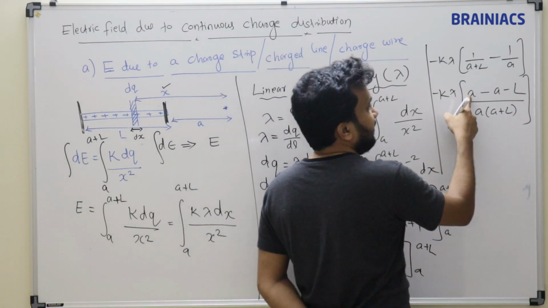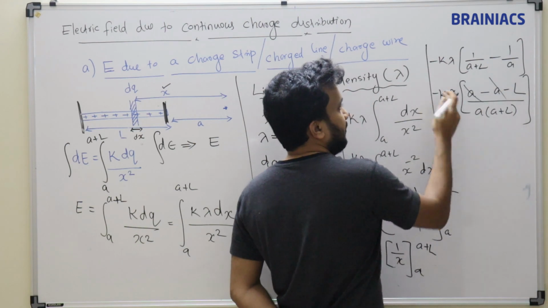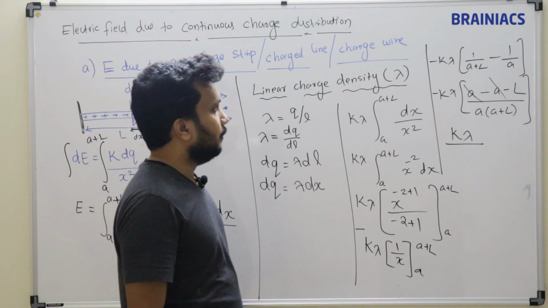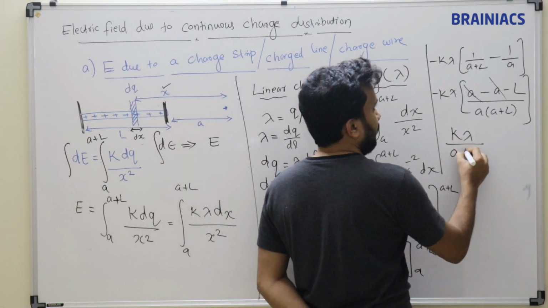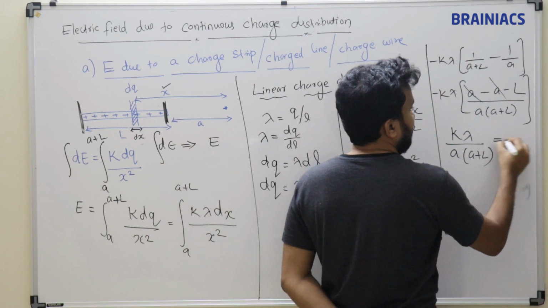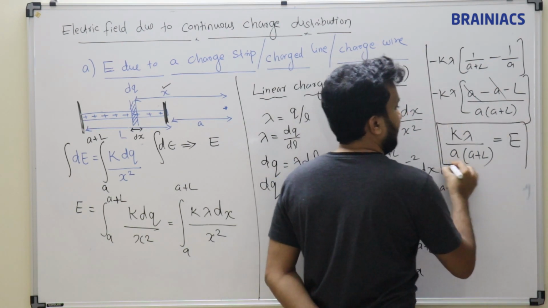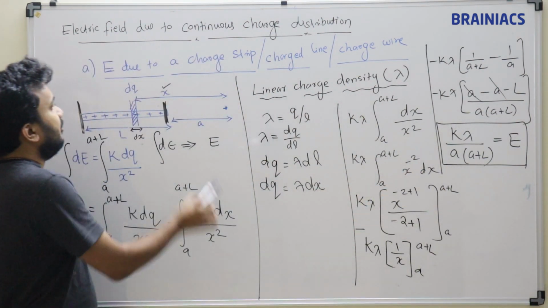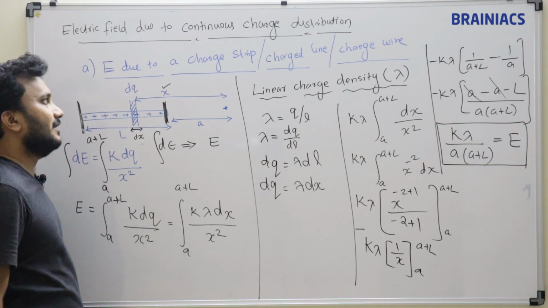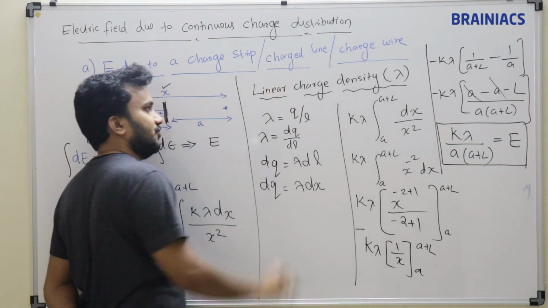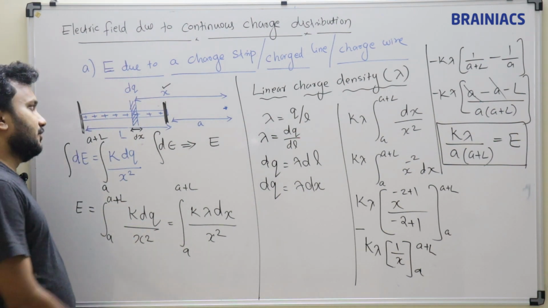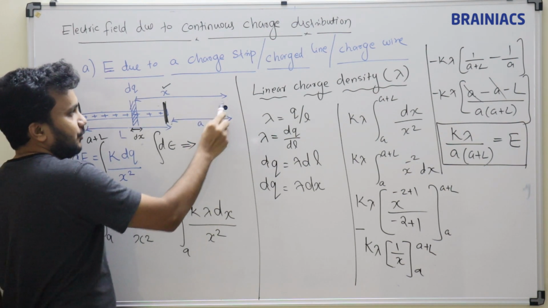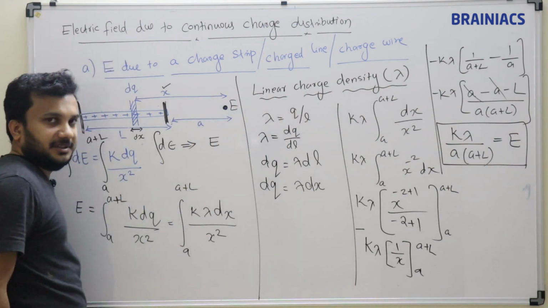The a and a will get cancelled, the minus and minus will become plus, and we get k divided by a into a plus l. This equation is important. This is the electric field created by a rod of charge, or a strip of charge, or a line of charge, or just a wire of charge. So for the wire of charge we are calculating the electric field at this point, and this is the value of the electric field.